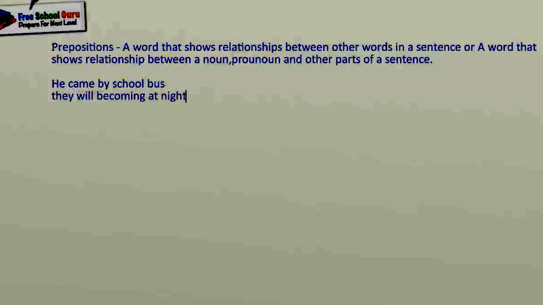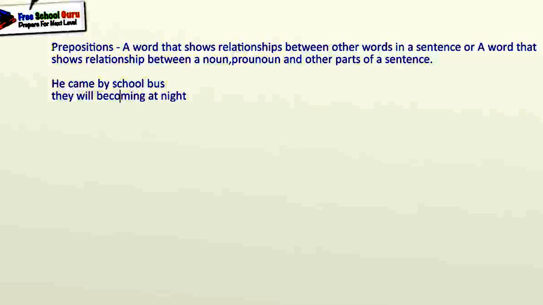He came by school bus. Let's write another one, and then we'll come back and understand them. They will be coming at night. Okay, so in these two examples, let's try to identify the preposition. So let's look at the first one. He came by school bus.